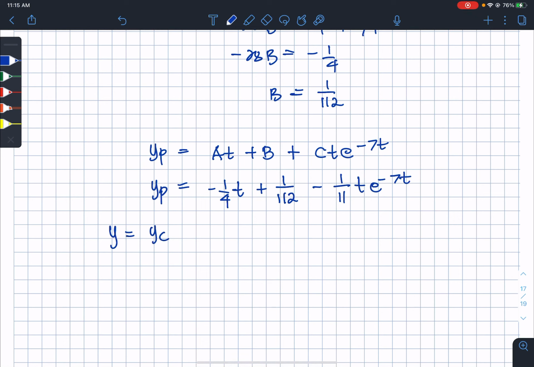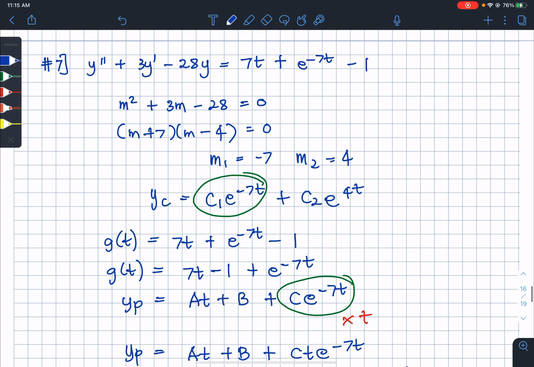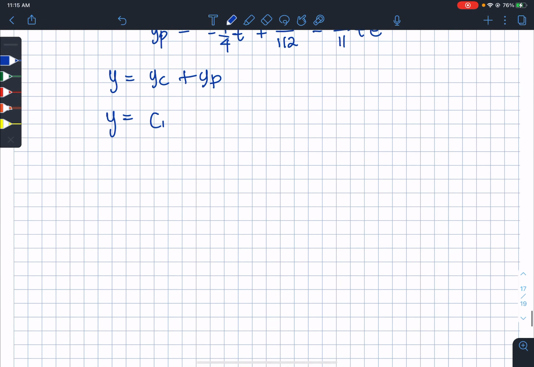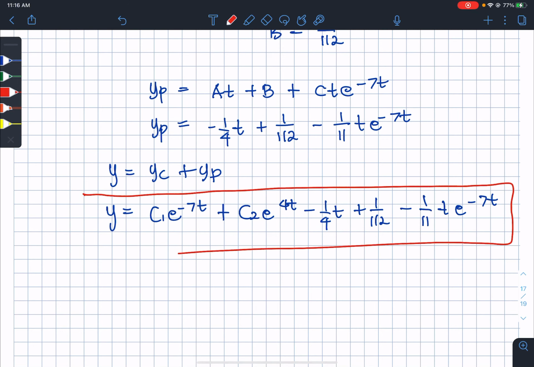So y is yc plus yp, so yc is c1 e raised to negative 7t plus c2 e raised to 4t, minus 1/4 t plus 1 over 112 minus 1 over 11 t e raised to negative 7t. And that's it.